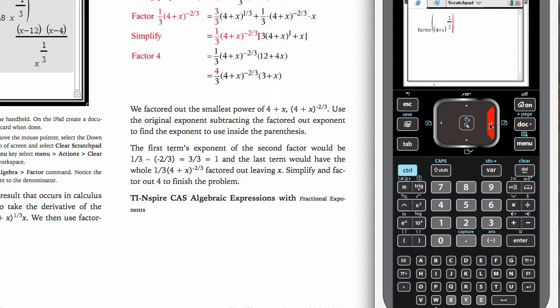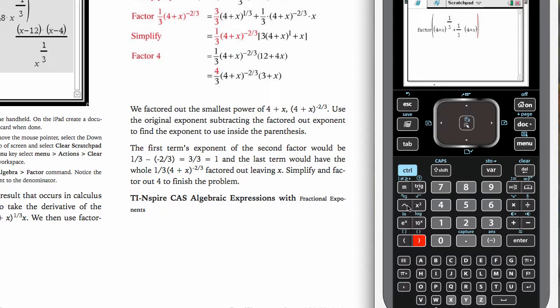Then we'll move over. We need to write our second term, so we're going to put in plus. Then we need the fraction template. 1, go down here, 3, move over. Go ahead and put our times in. Then put in parentheses for add x. Close our parentheses.